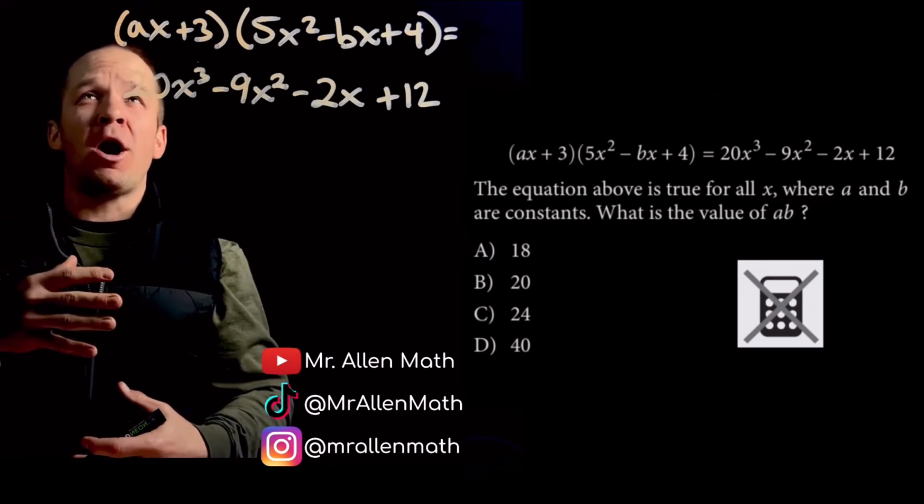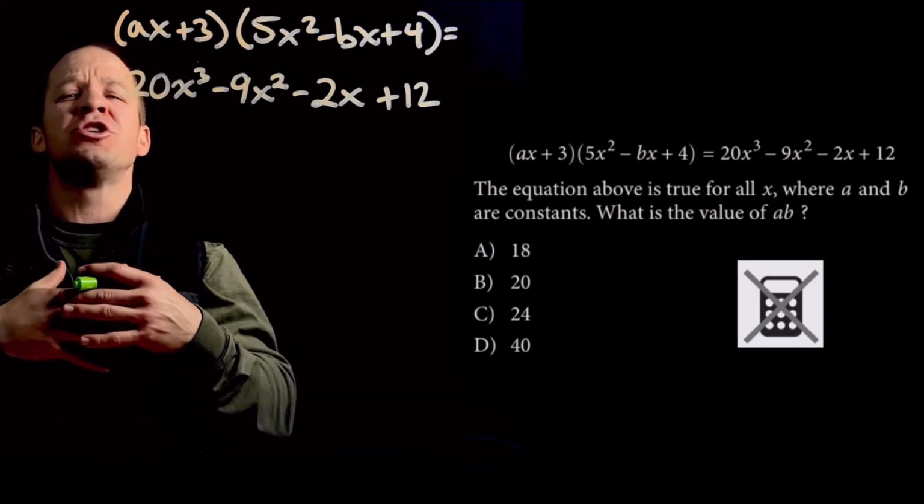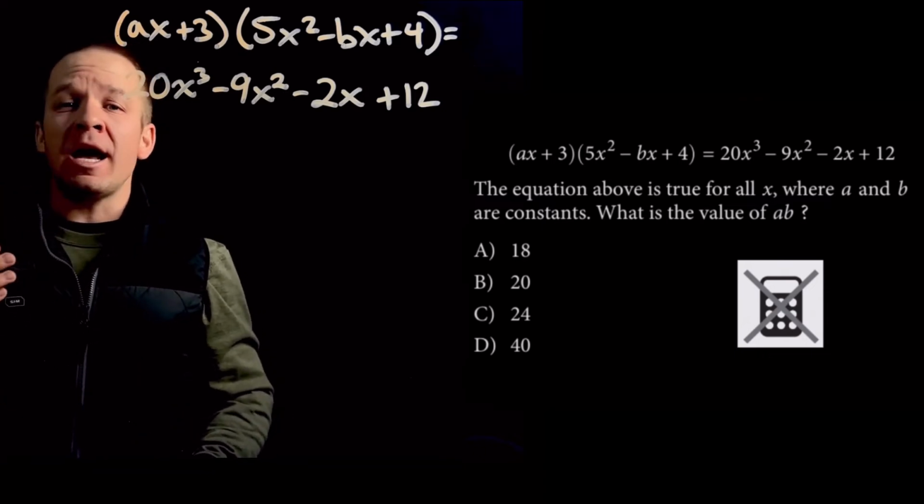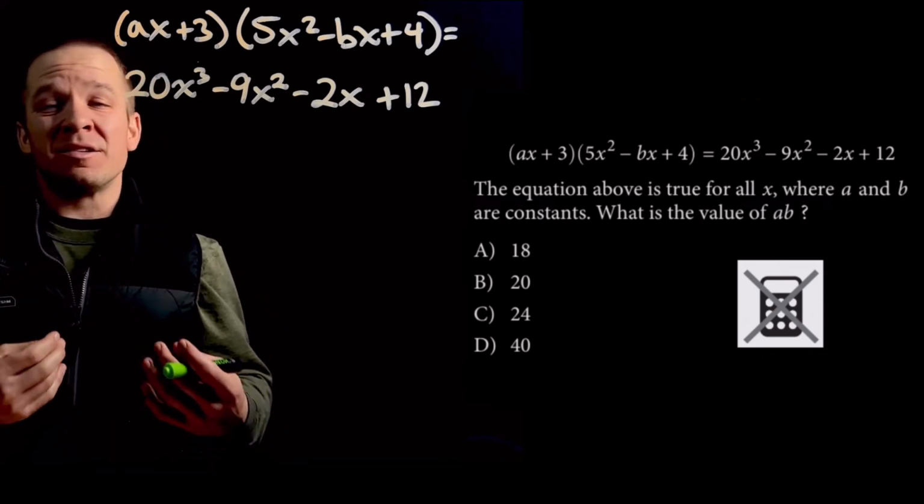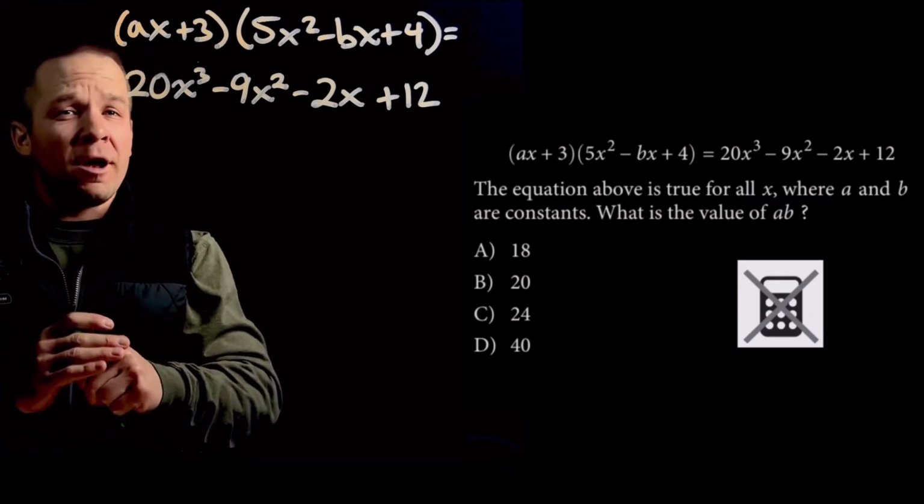The equation above is true for all x, where a and b are constants. Remember, constants are just numbers. What is the value of a times b? Now, most likely, I'm going to need to solve for a and b individually and then multiply them together at the end. Solving for a is pretty easy.